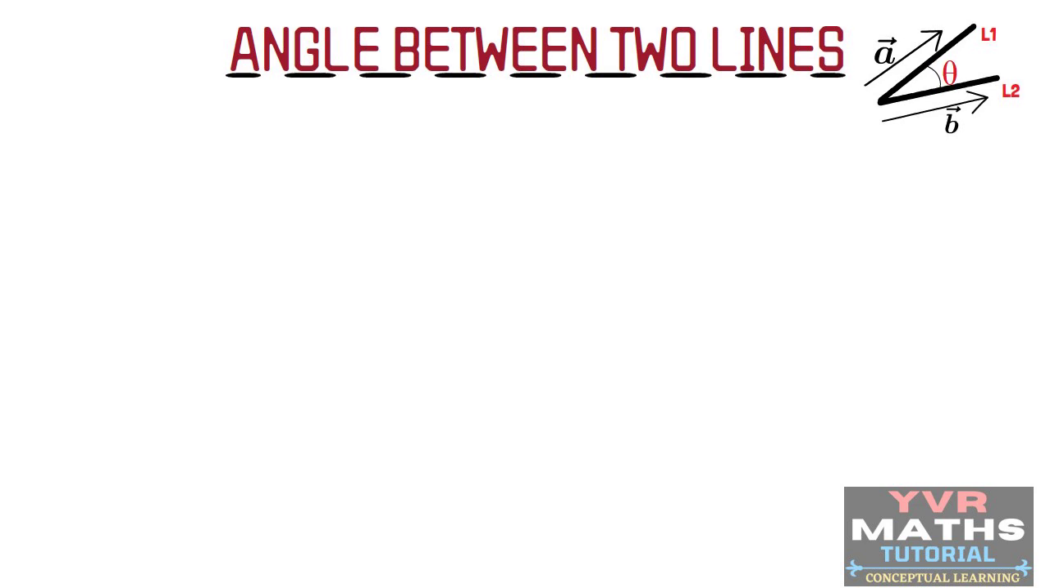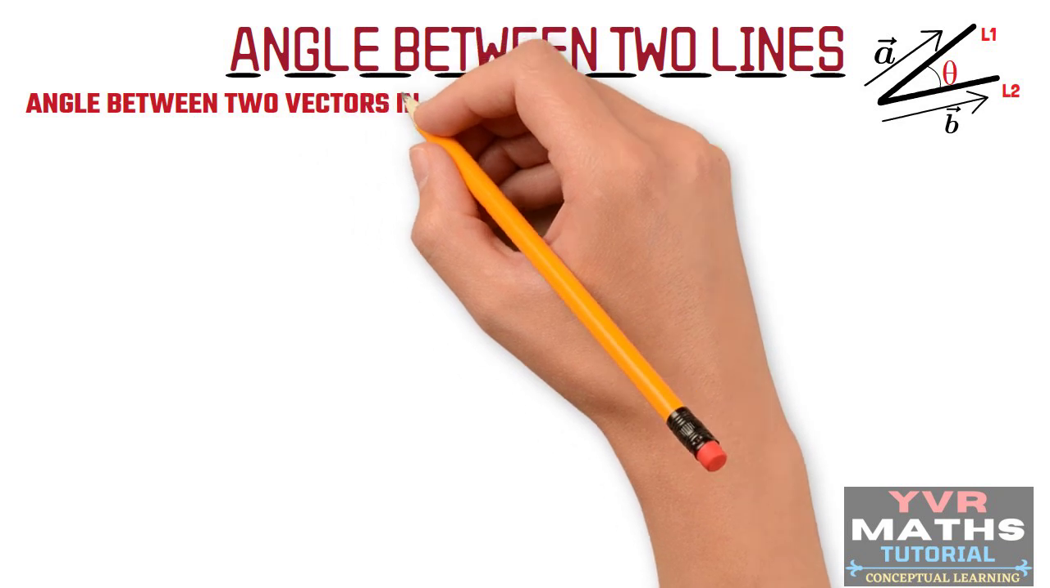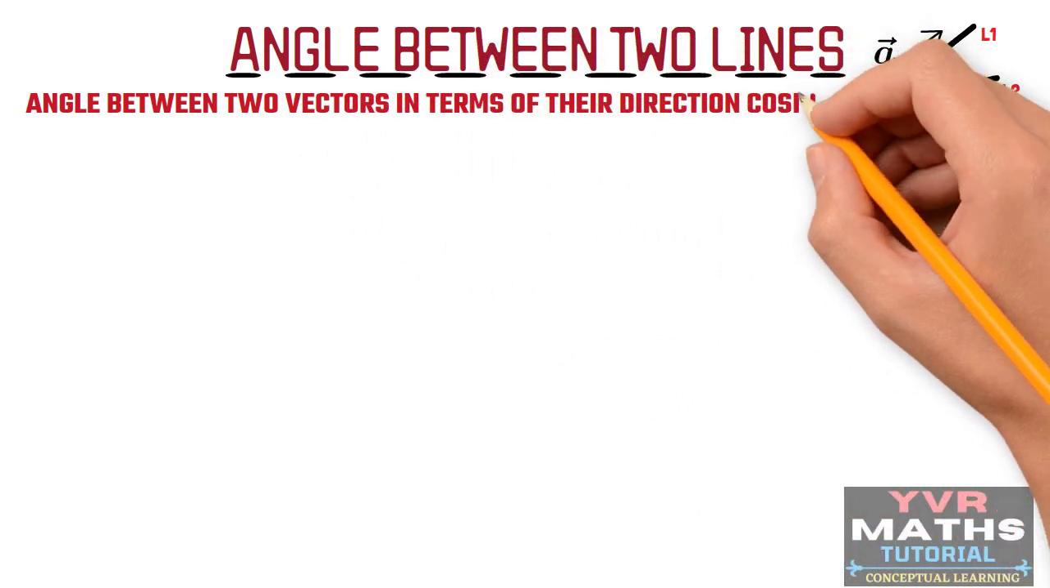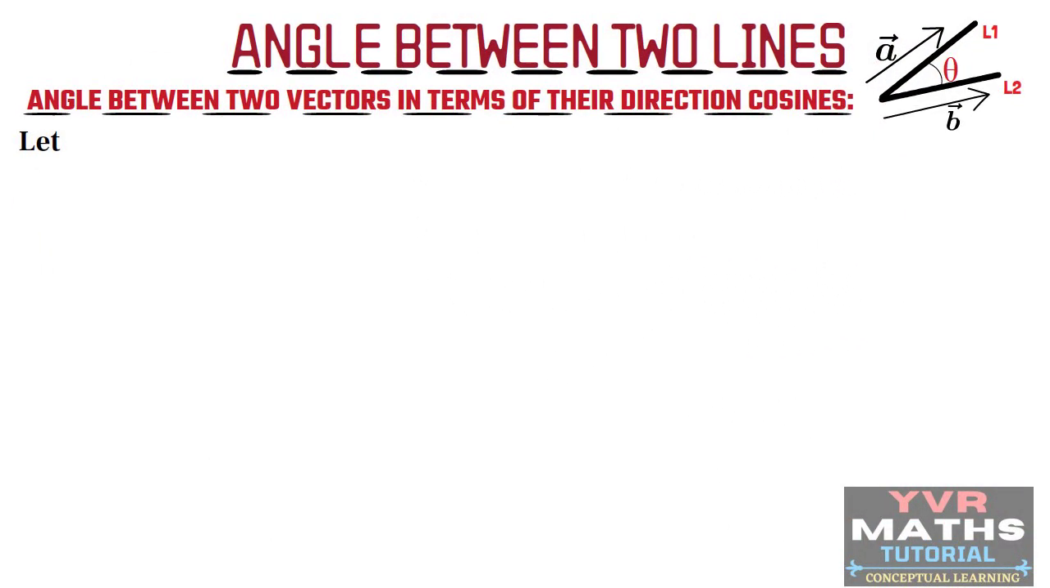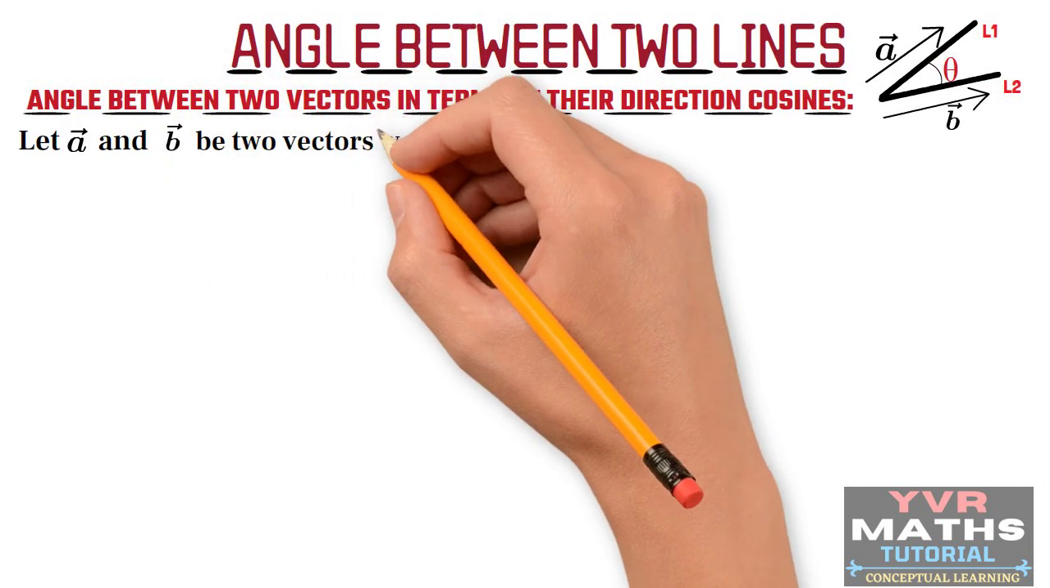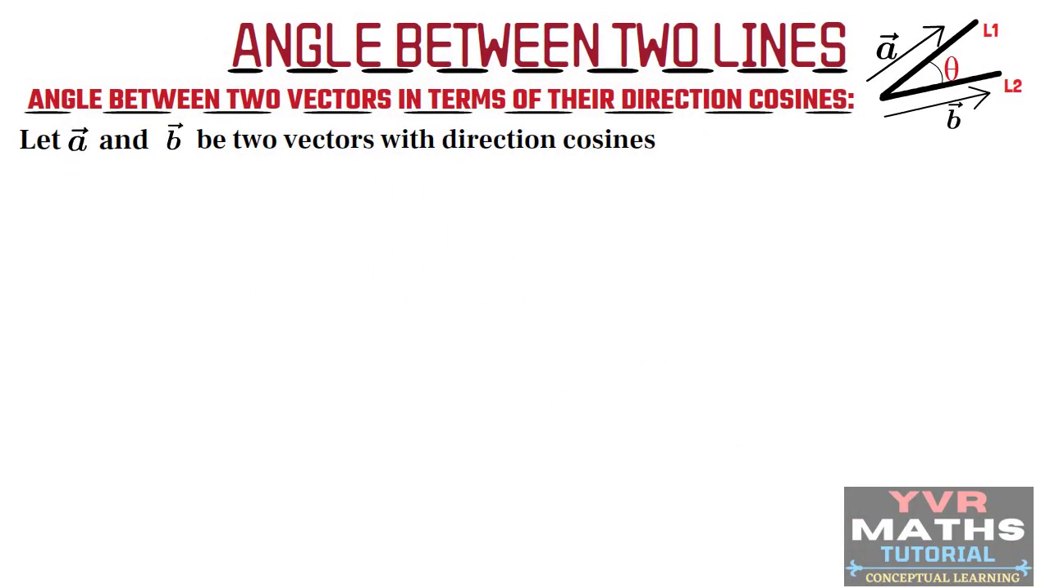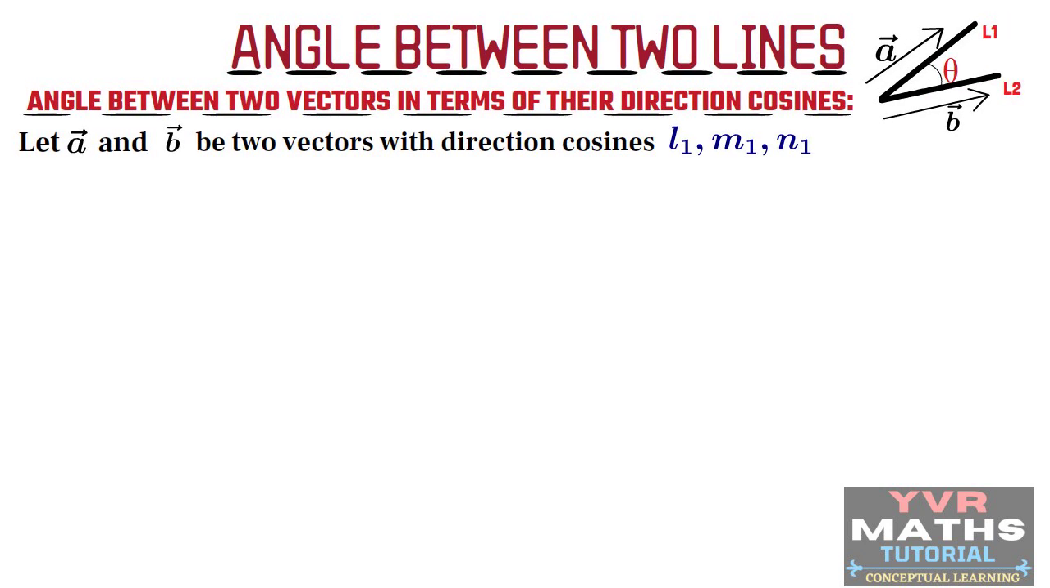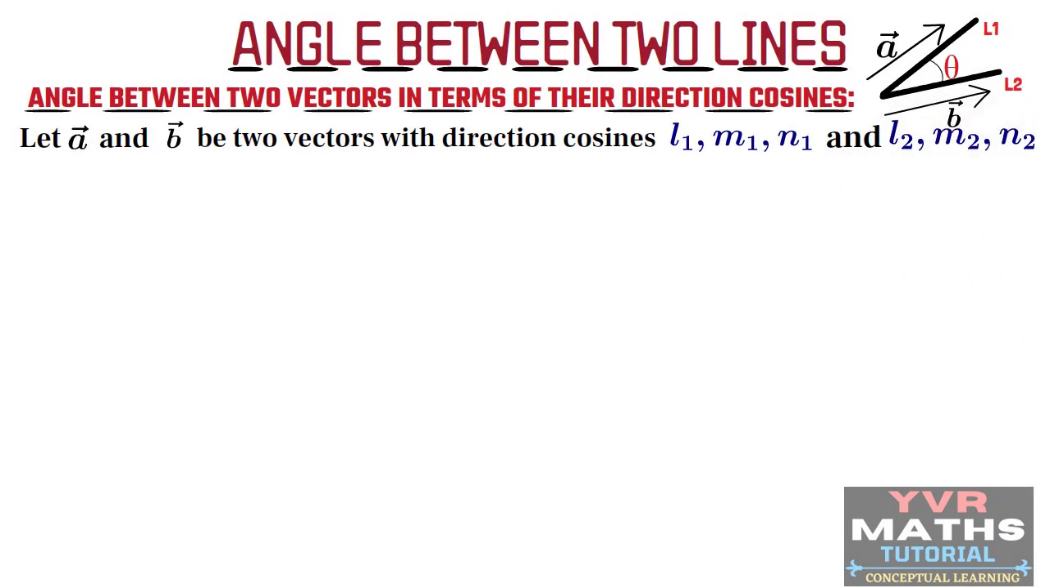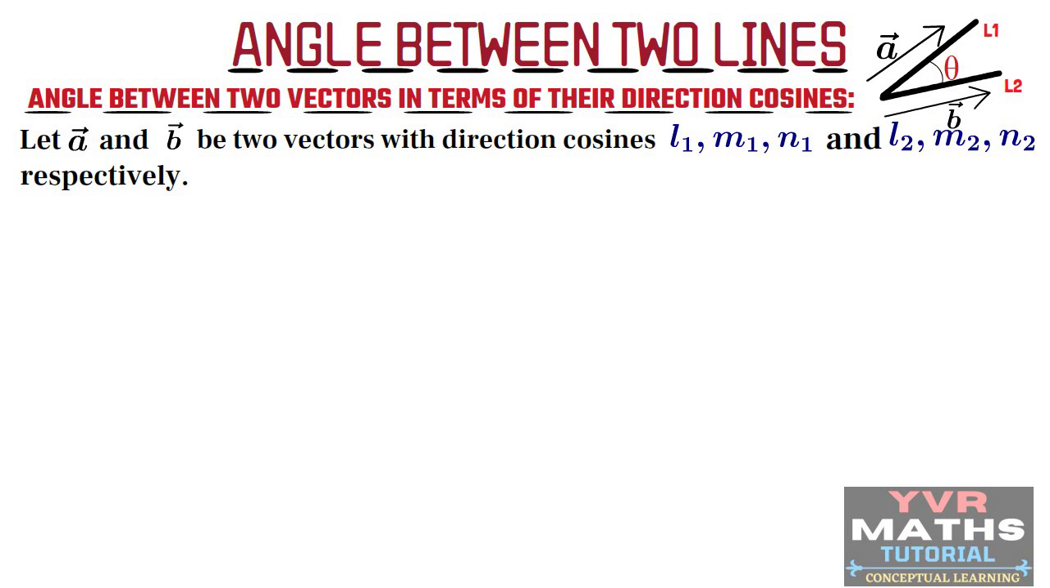Now we will find the angle between two vectors in terms of their direction cosines. Let A bar and B bar be two vectors with direction cosines L1, M1, N1 and L2, M2, N2 respectively. Now I will consider two unit vectors in the direction of A bar and B bar. As per our previous discussions, the unit vector in the direction of A bar can be denoted as A cap and the unit vector in the direction of B bar can be denoted as B cap.